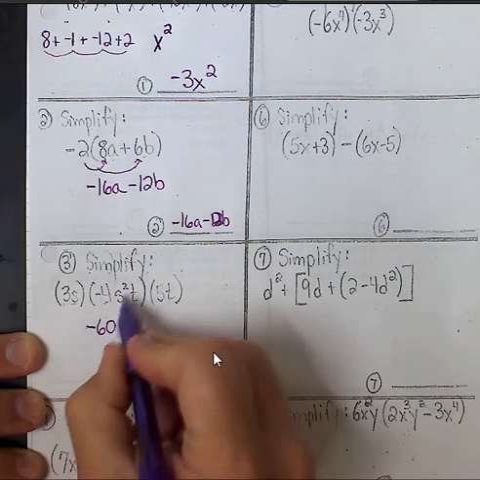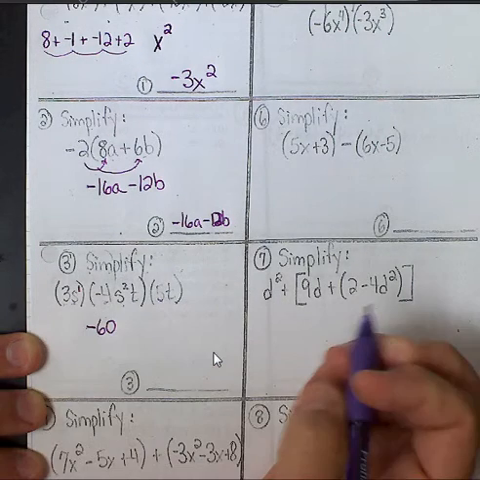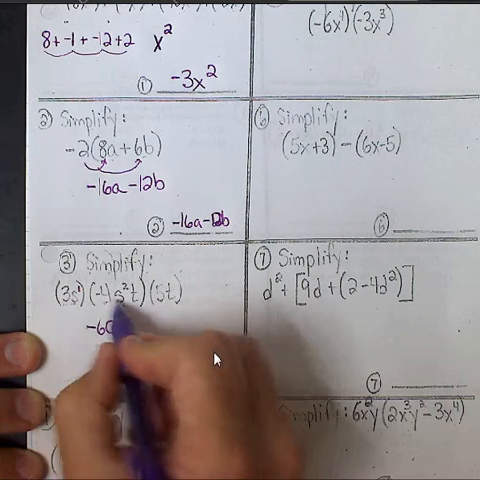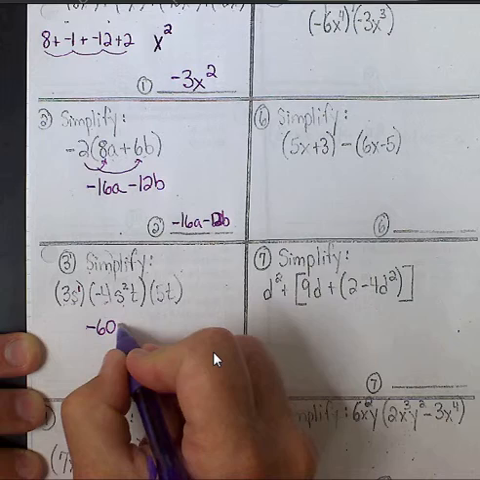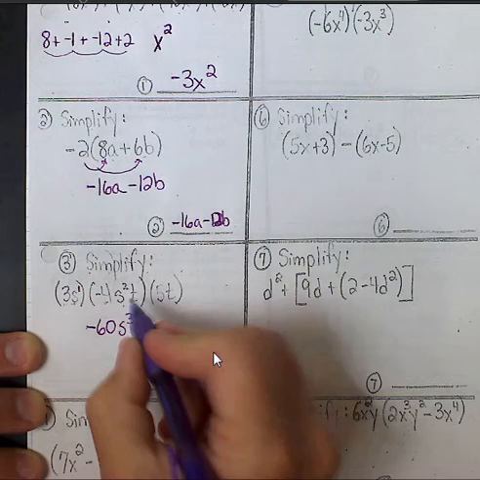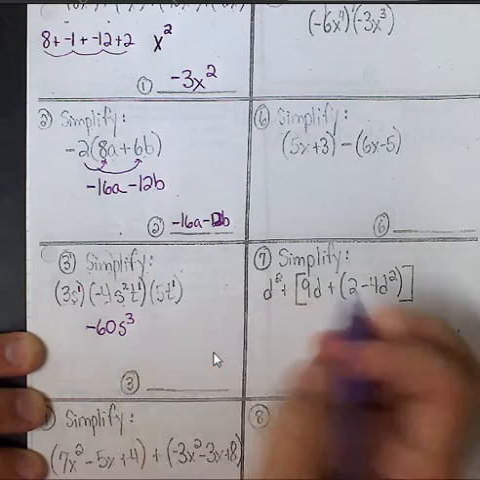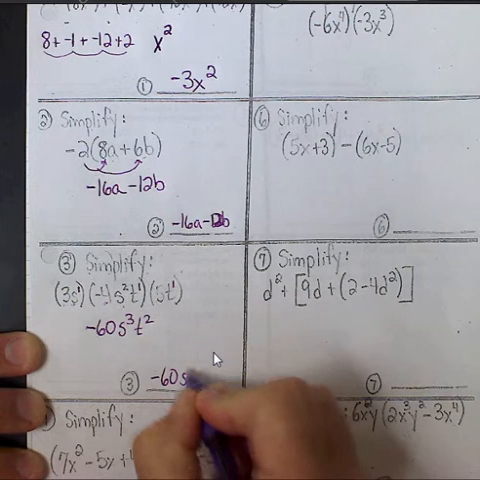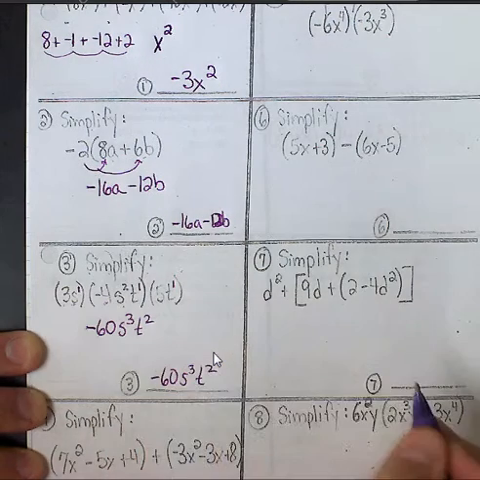S times s squared. Remember, s has an exponent of 1. So s to the first times s to the second. Add the exponents. That's s cubed. And then t to the first times t to the first is t squared. So final answer, minus 60 s cubed t squared.